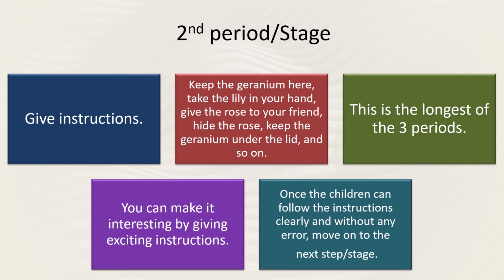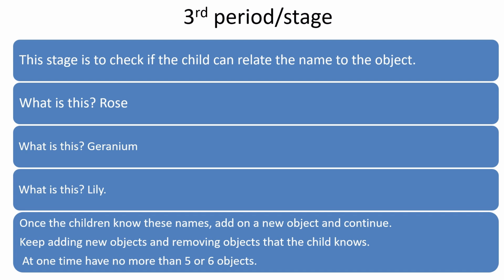This is the longest of the 3 periods. You can make it interesting by giving exciting instructions. Once the children can follow the instructions clearly and without any error, move on to the next stage. This is the third stage or third period.